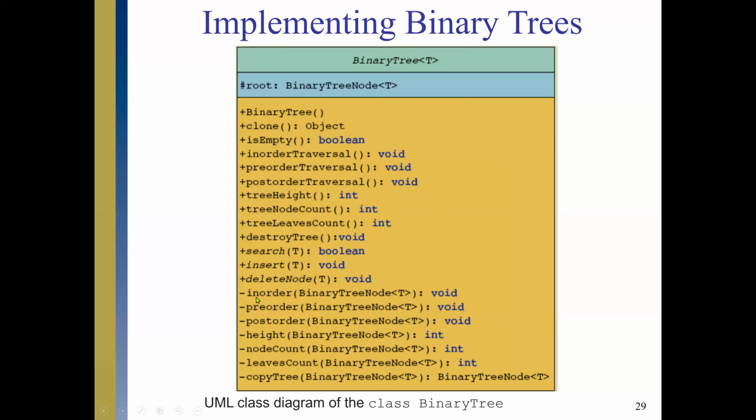Now we have our traversal methods in-order, pre-order, and post-order. We can also find the height of the tree and the node count. This will be for, again, the binary tree node, and then the leaves count, and also copy tree.